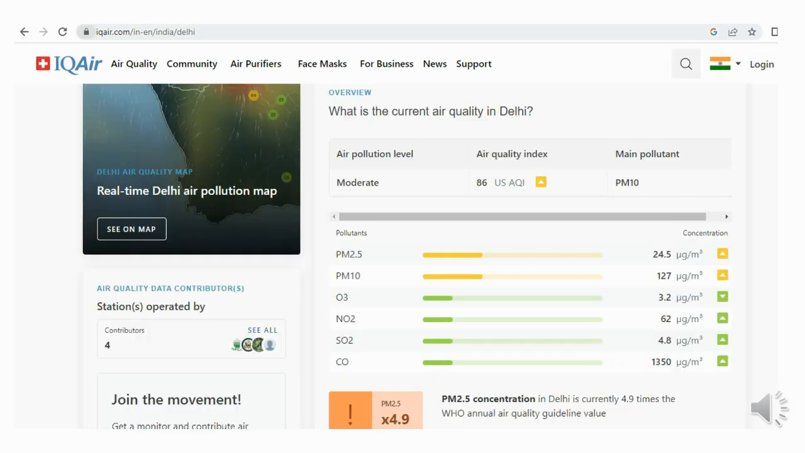If you scroll down, you will be able to see why it is moderate and not good. CO is 1350, SO2 is 4.8, NO is 62, O3 is 3.2, which is pretty good, but PM10 is 127 and PM 2.5 is 24.5, which is causing the greater pollution.